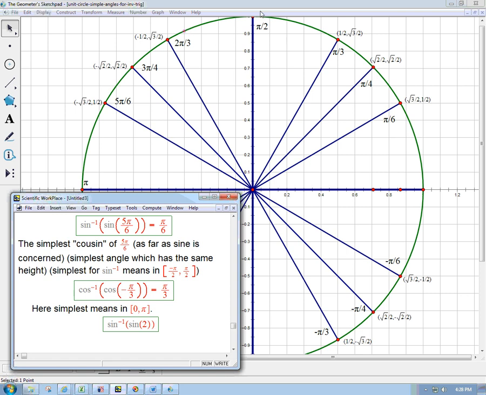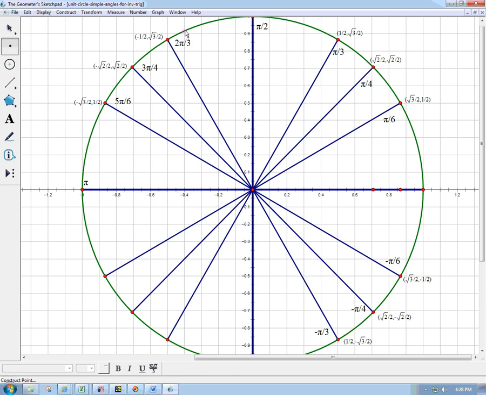And if that were in the magic set of simple angles, if 2 were between minus pi over 2 and pi over 2, this would be easy. It would just be 2. You just get back to the angle you started with, 2 radians. But it's not. So what we need to do is figure out, okay, it looks like that's going to be about the same height, I'm going to eyeball it even though I shouldn't, as right over here.